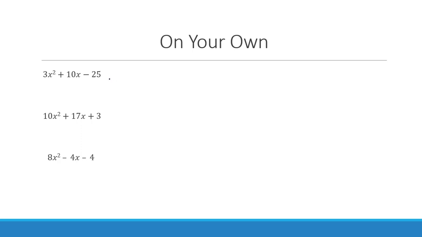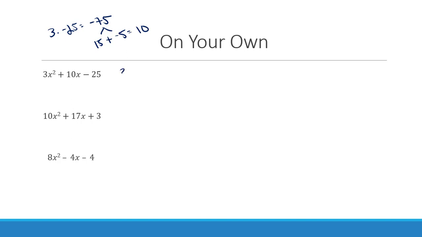So this first one here, you look for a GCF, there's not a GCF. So the next thing I want to do is multiply A and C together. So 3 times negative 25, which is going to be negative 75. I'm looking for something that adds to give me a positive 10. So I believe here you could do 15 and 5, but it would be 15 and negative 5. Adds to give me 10, multiplies to give me negative 75.